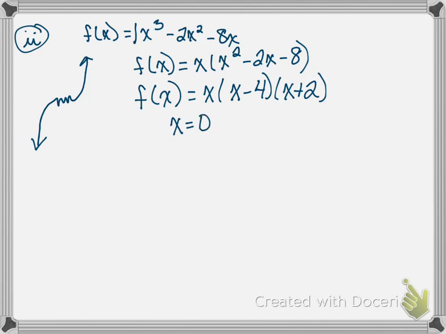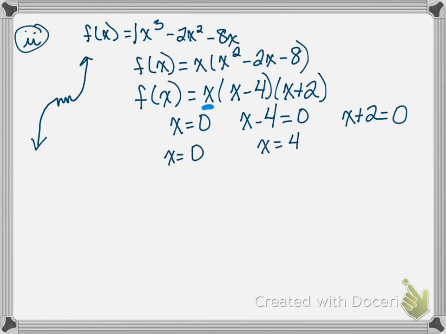Then I set each one of these equal to 0. So I have x equals 0, x minus 4 equals 0, and x plus 2 equals 0. Don't forget that you have to put this x. That's a solution, so you've got to set that x equal to 0 too. So my solutions are 0, positive 4, and negative 2. And all of the multiplicities here are 1. They all have a multiplicity of 1.